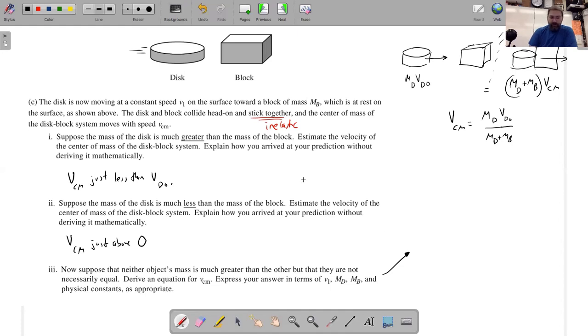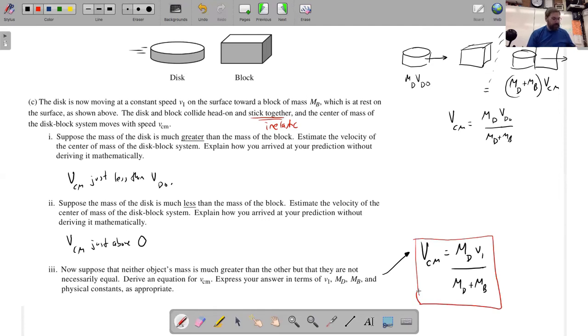I didn't write out full explanations, but you get a little bit of space to write a couple sentences. Here, your answer in terms of v1, m sub d, m sub b. So v sub cm is equal to m sub d times v sub 1 over m sub d plus m sub b. That's the expression. If you want to put the denominator in parentheses, you can do it. That's fine. It doesn't really make a whole lot of difference. But that's the derivation of the expression. So that's it. That problem's not so bad. It's not like a full paragraph, just some quick explanations.